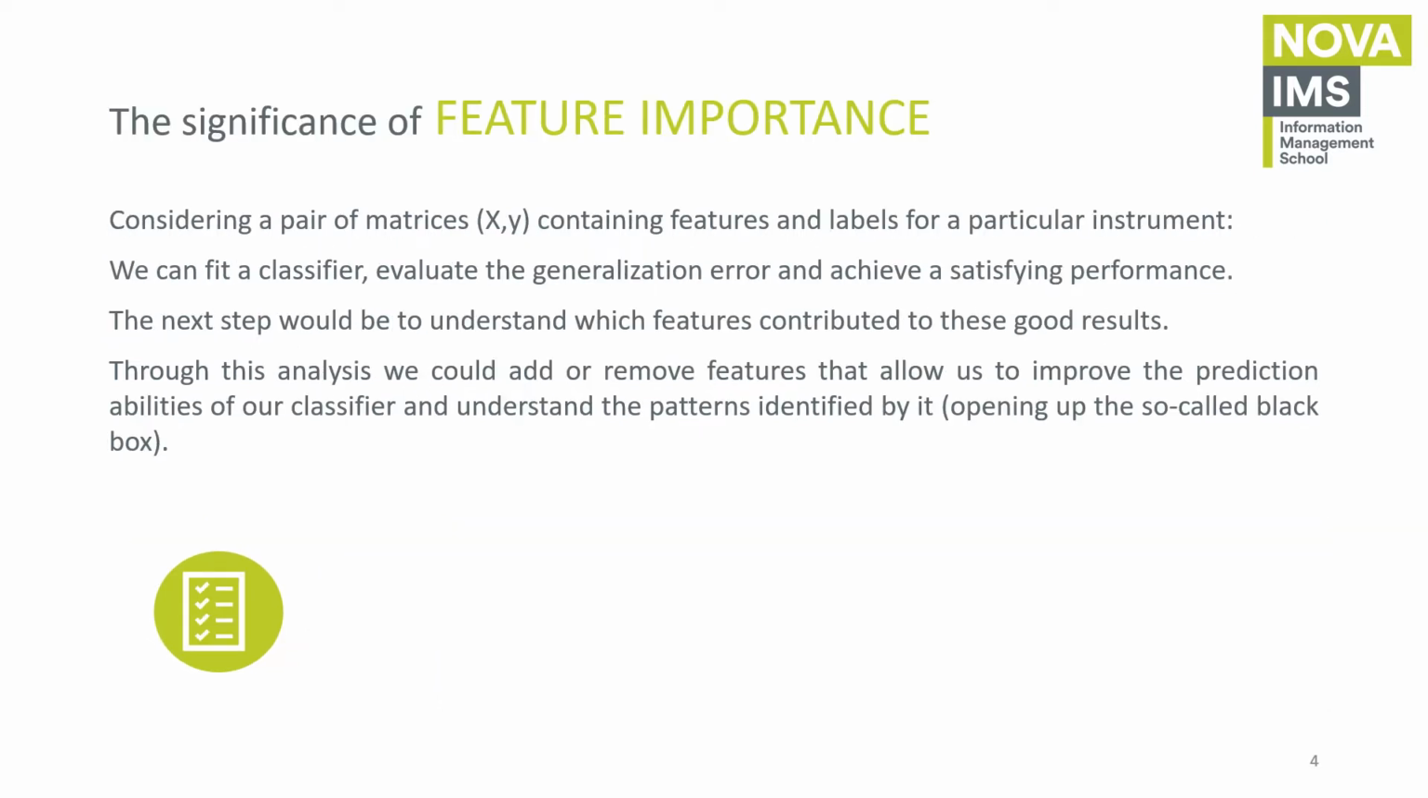Having now gone through the motivation behind feature importance, we can now explore why it is so significant nowadays. So consider, for instance, that you have a pair of matrices containing features and labels for a particular instrument. We can fit a classifier, evaluate the generalization error, and achieve a satisfying performance. The next step would be to understand which features contributed to these good results. Through this analysis, we could add or remove features that allow us to improve the prediction abilities of our classifier and understand the patterns that were identified by it. And then with this, we would be opening up the so-called black box.